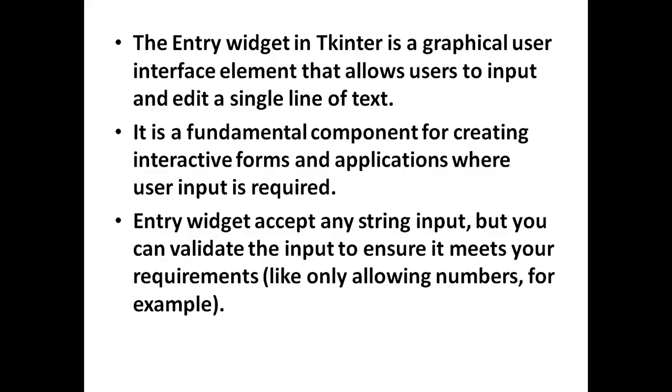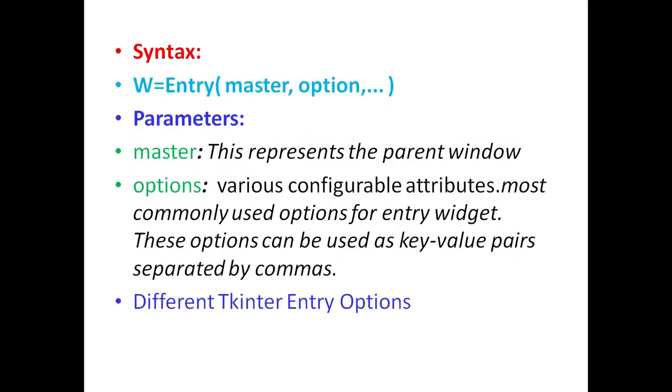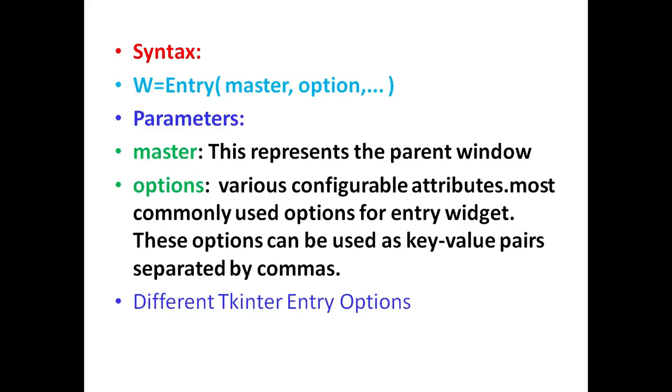That is, you can create an Entry widget for entering only numbers. The general syntax is w = Entry(master, option), where master represents the parent window and options represents various configurable attributes. These are the most commonly used options for the Entry widget. These options can be used as key-value pairs which are separated by commas.